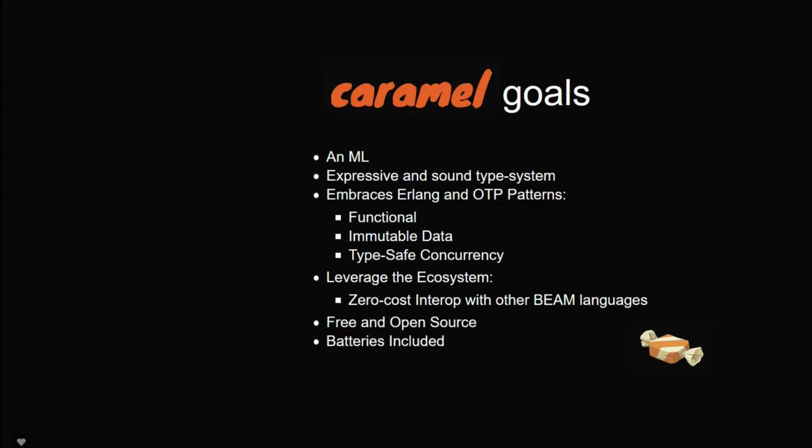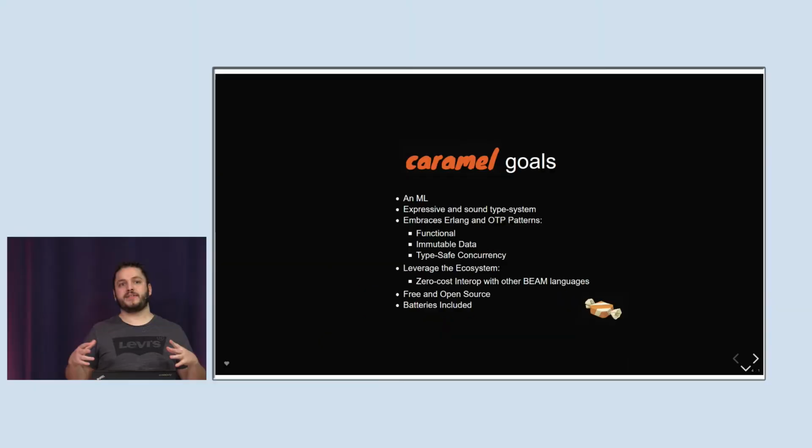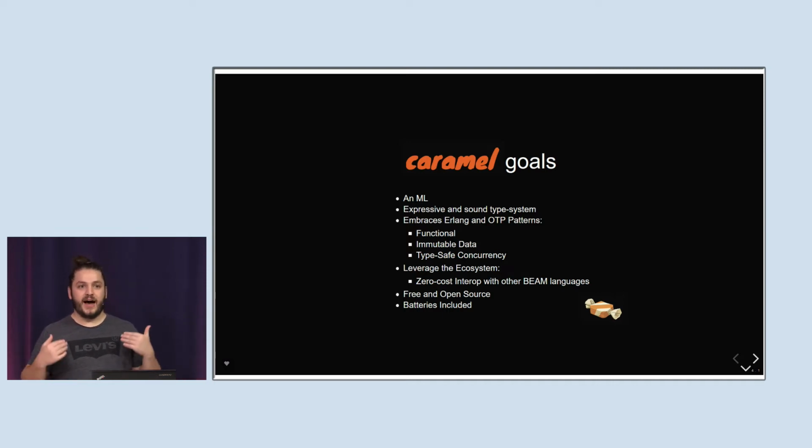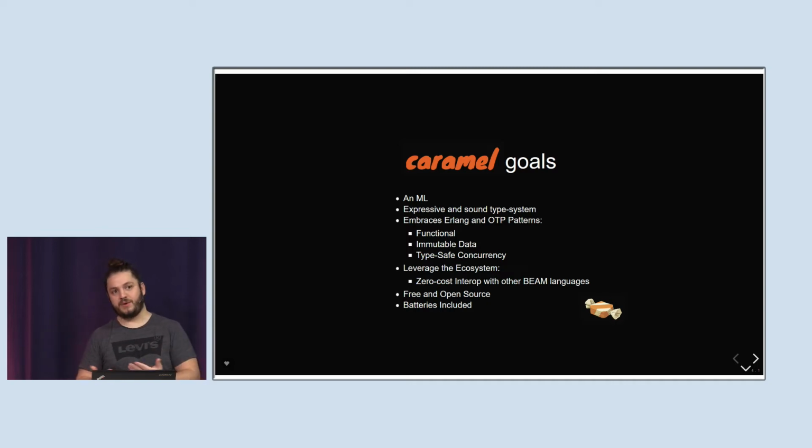And the goals that I have with Caramel are to build an ML. I like ML languages in general, right? I like languages that have an expressive but sound type system. So, I don't want it to be as complex, as complicated, and futuristic, if you want to call it that, as Haskell or Idris. But I also don't want it to be unsound and hard to reason about like TypeScript. I want a middle ground, something pragmatic that works, right?